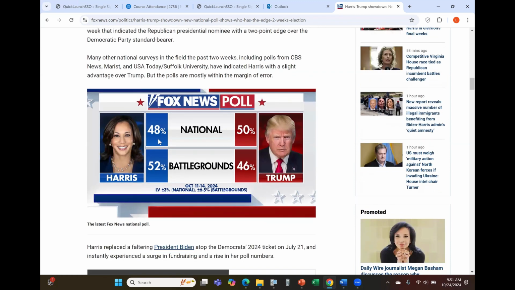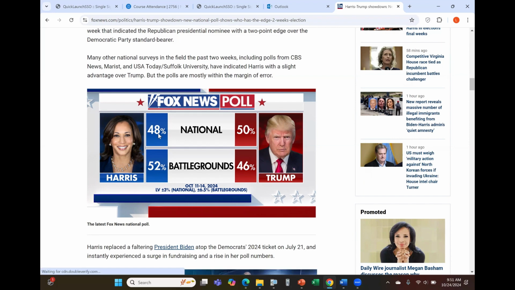Okay, so according to this particular poll, 48% of the people who were polled said they're going to vote for Kamala Harris. 50% say they're going to vote for Donald Trump. But they give us down here a margin of error. In the nationwide poll, it's plus or minus 3%. So what that means is she could actually be getting as low as 45% and as high as 53%.